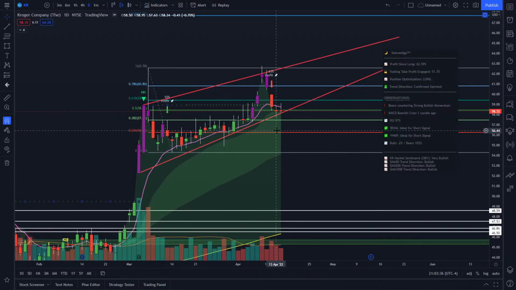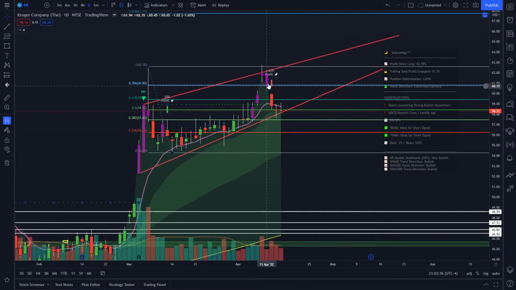I want to just continue pushing here on Kroger. I want to see a gap fill back up to $60. 61, sorry, just about 60. I want to see this gap fill. Is that 59.94? About 60. I want to see this gap right here get filled.